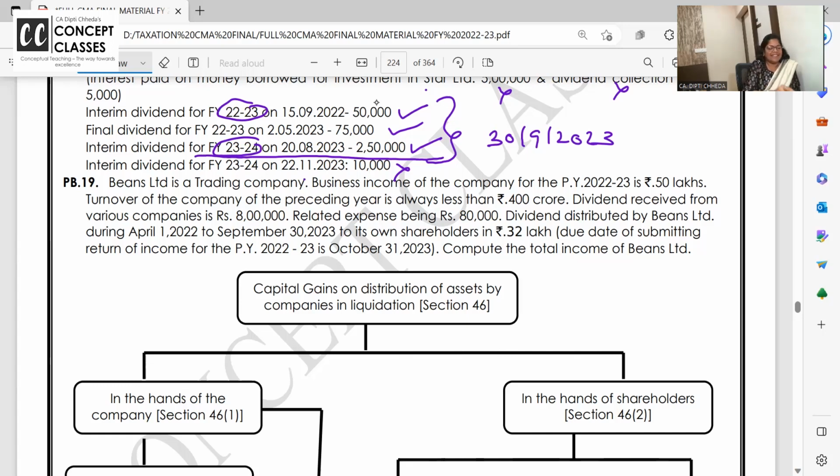Ma'am, can they ask these kinds of questions in 2 marks and MCQs also? Yes.